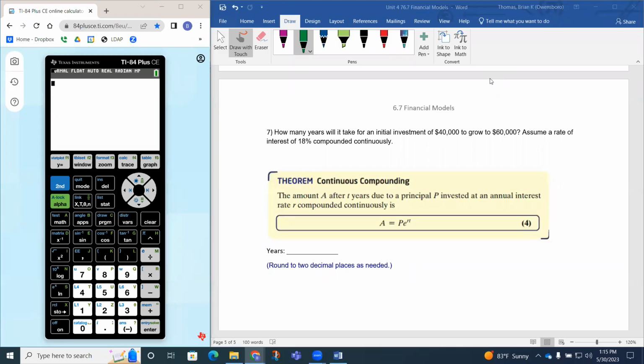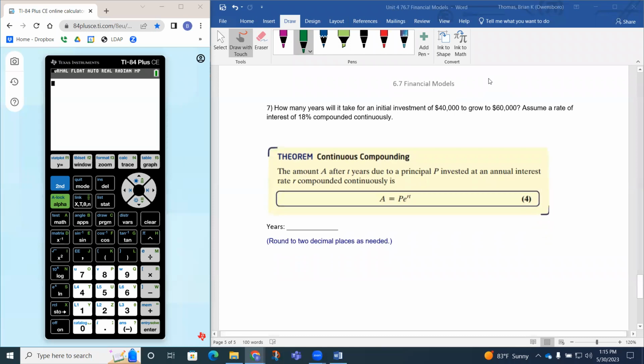So question 7 says, how many years will it take for an initial investment of $40,000 to grow to $60,000? Assume a rate of interest of 18% compounded continuously. Now, this is more like what people are dealing with, bigger money, the $40,000 and $60,000 investments. If you're going to try to retire, you're going to have a lot of money in the account. So we're now starting to get up there in those types of numbers.